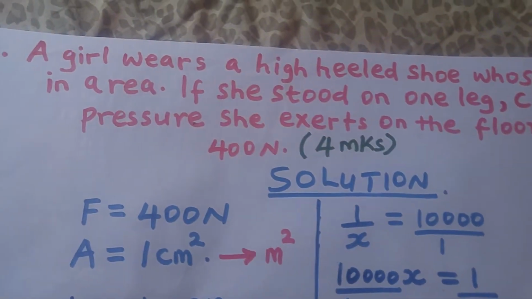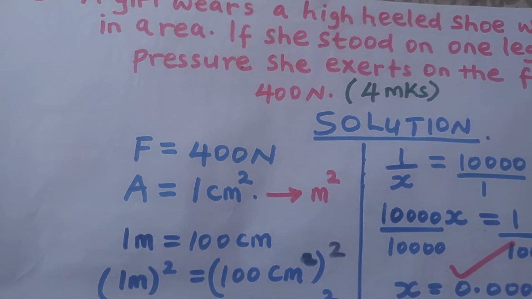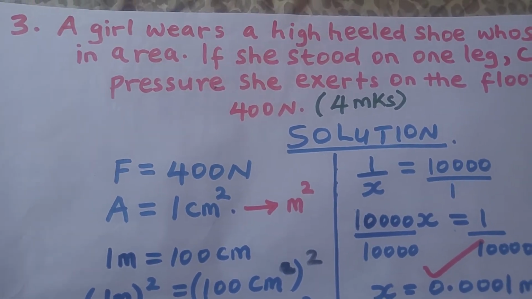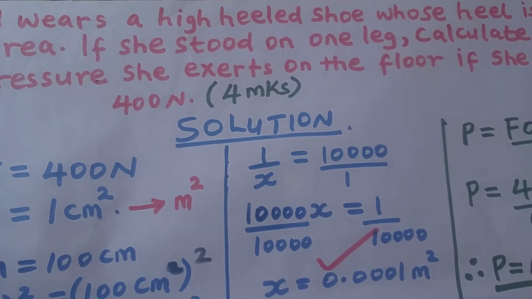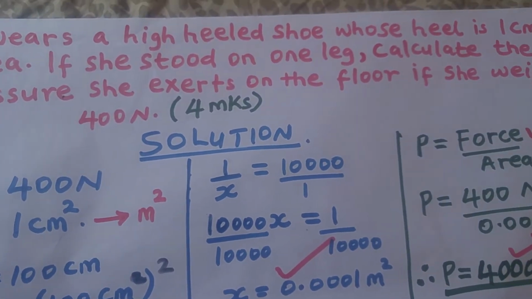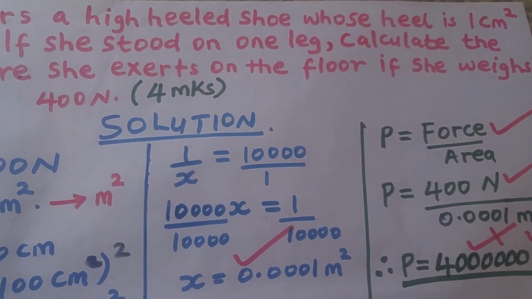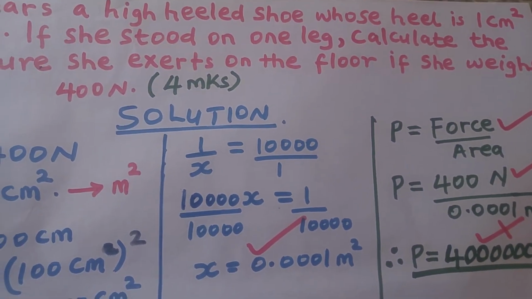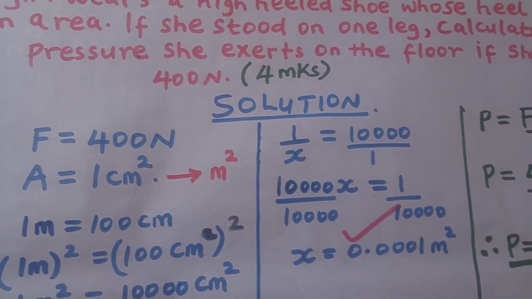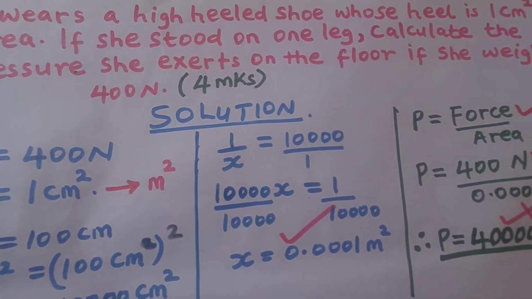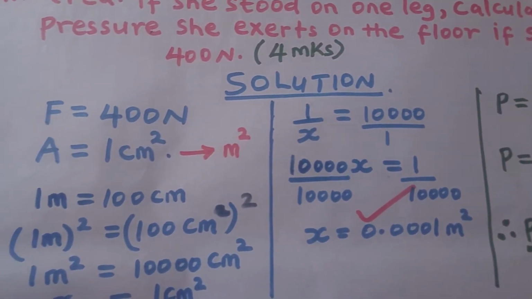You see? So the girl wears a high-heeled shoe. And we all know that this girl has 2 legs, but we are told that she is standing. She stood on one leg. And we've been given the area of the heel, the area of the shoe which is touching the ground. So we are supposed to calculate the pressure she exerts on the floor. And we are given the weight of the girl as 400 newtons.